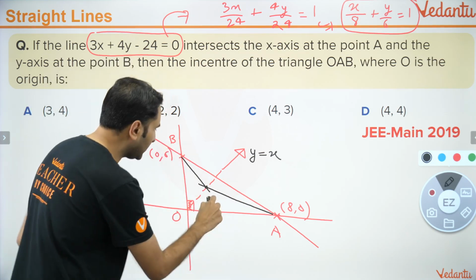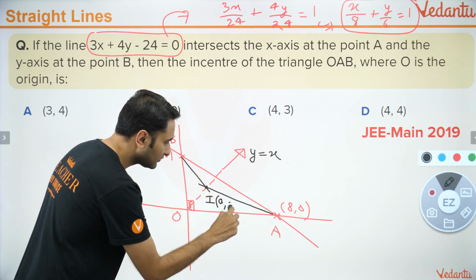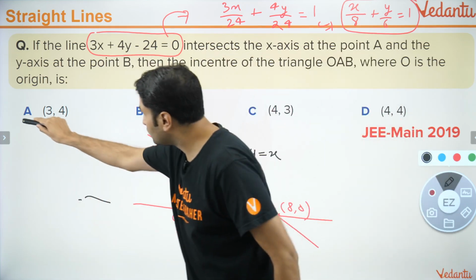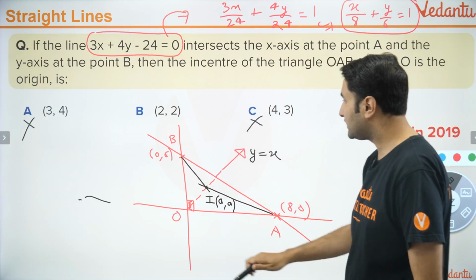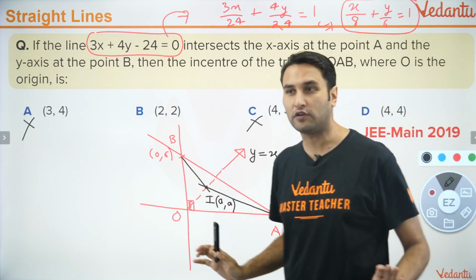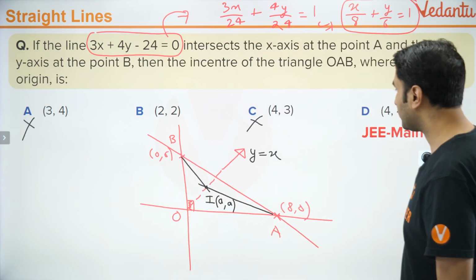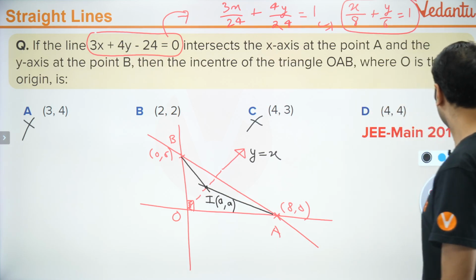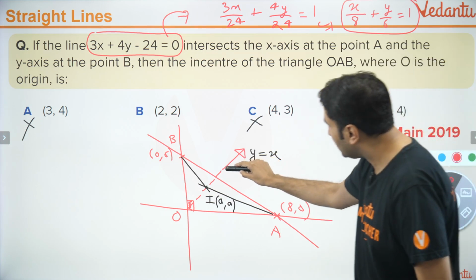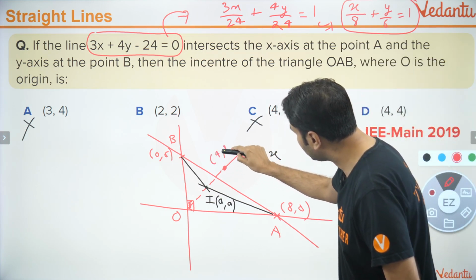This means the in center I definitely is of the type a comma a because it lies on y equal to x. So this is not my answer, this is not my answer, because my answer definitely is of the type 2, 2 or 4, 4. Agree? Understood? So how obvious this is. Now it has become very easy. If you carefully see, children, 4, 4 lies outside the triangle.